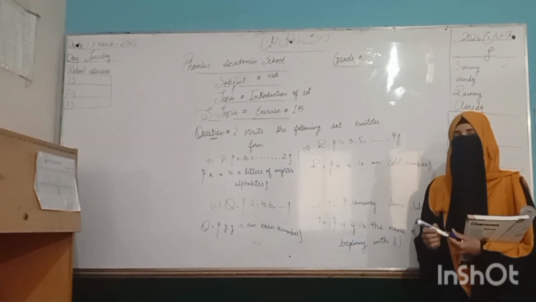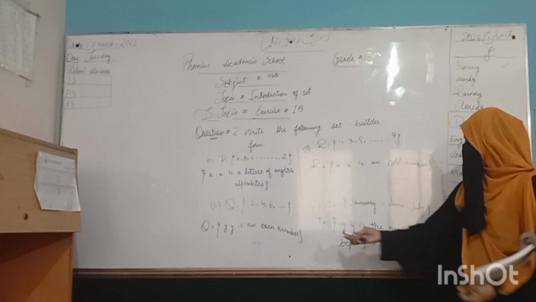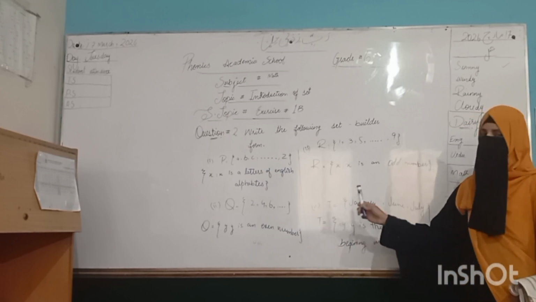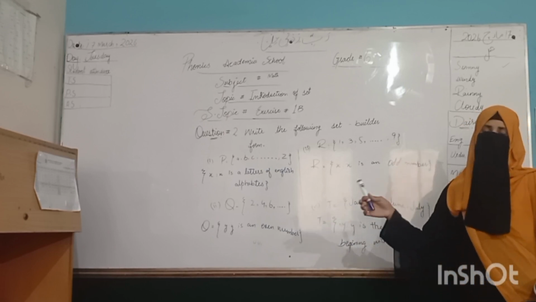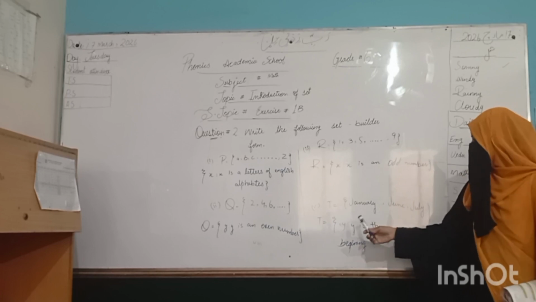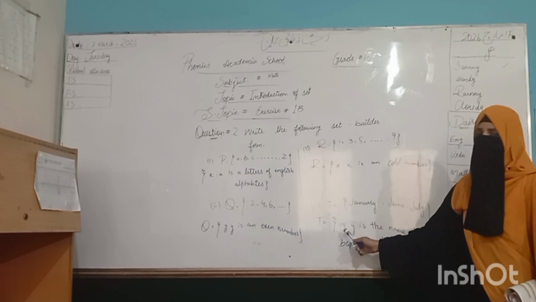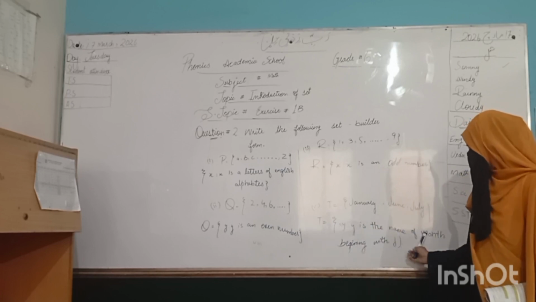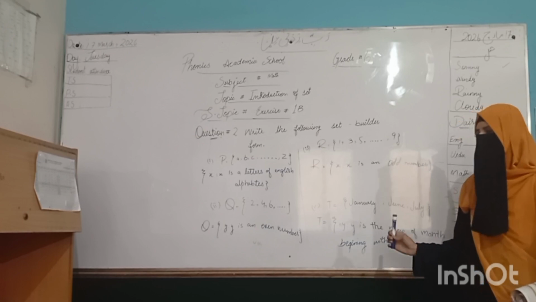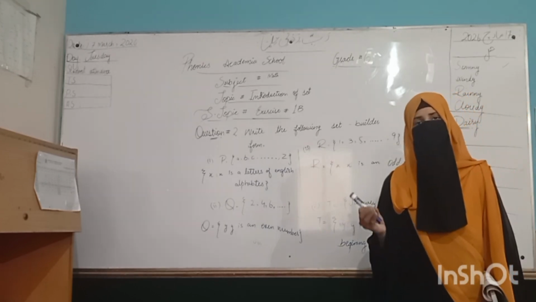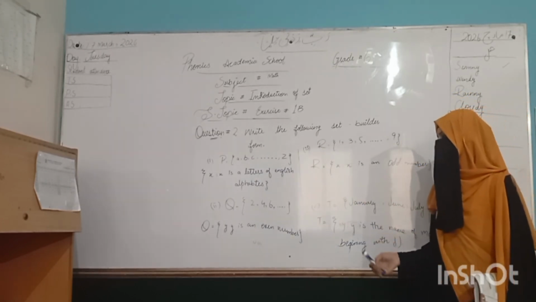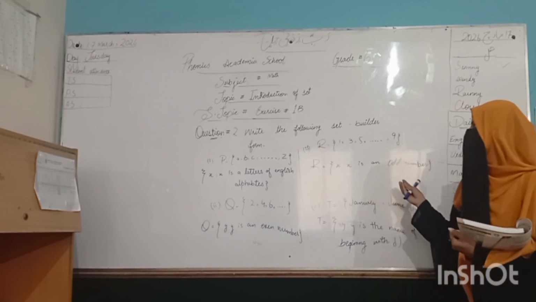So students, here T equals y such that y. You could also use A such that A, B such that B, and so on, but you have to put the set builder sign and then the statement: the name of a month beginning with J. That is the name of a month that starts with J. So students, this is the set builder form.